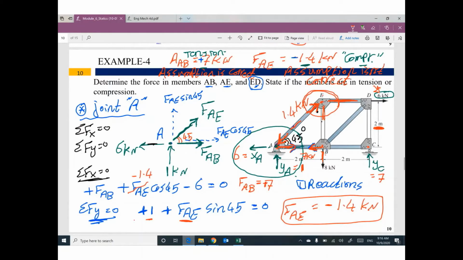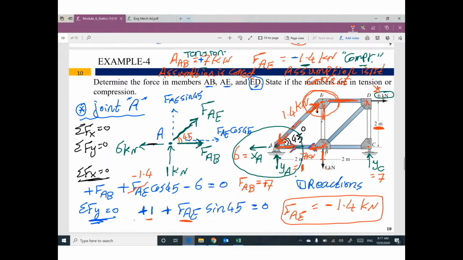We have member, member, member. This member, how much? 1.4. This member is unknown, this member is unknown. Do you have anything else at joint E? No, nothing intersects at joint E. The 6 is at D, the 8 is at B, nothing at E except 1, 2, 3.